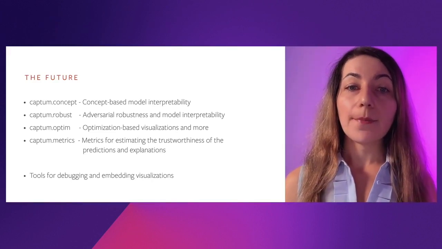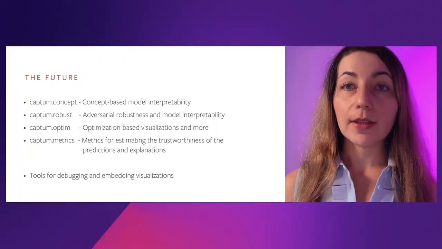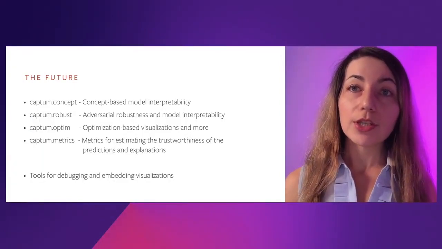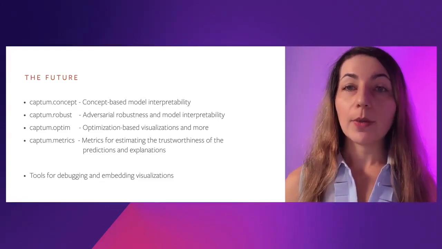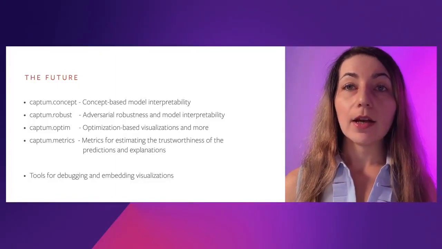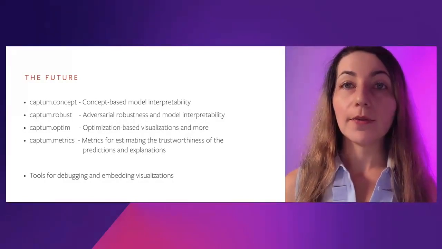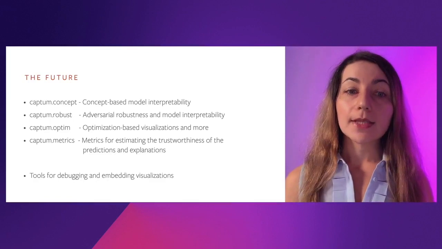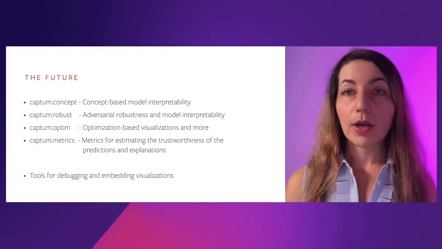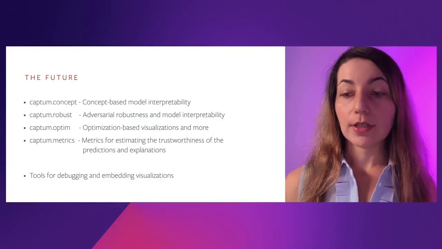We have a number of future plans to extend the Captum library. This includes support for concept-based model interpretability, adversarial robustness that will allow us to estimate the sensitivity of our models and the explanations to various different black box and white box attacks, Captum.optim for optimization-based visualizations, and expansion of the metrics package that will allow us to estimate the trustworthiness of the predictions and explanations. Besides that, we also have a plan to offer tools for debugging and monitoring PyTorch models and various different types of embedding visualization tools.